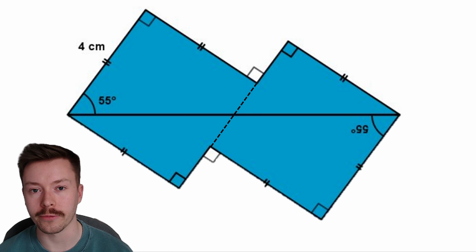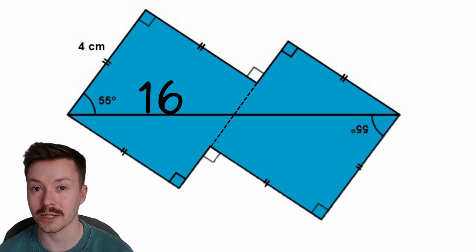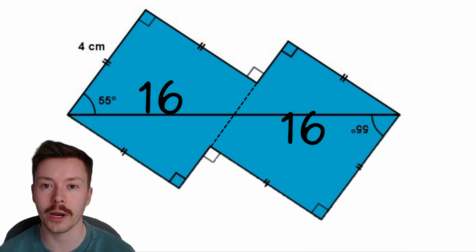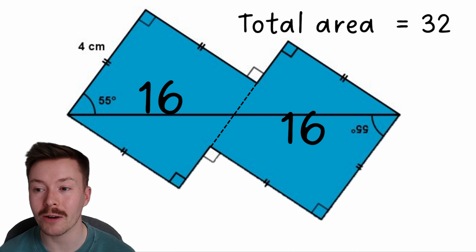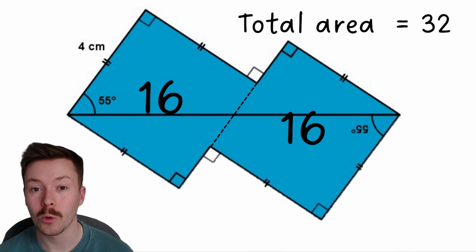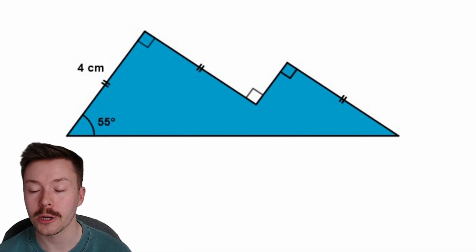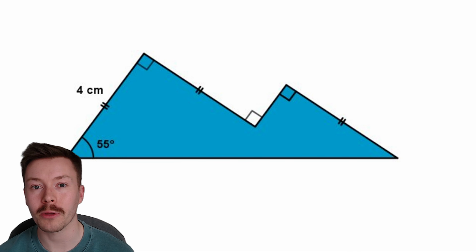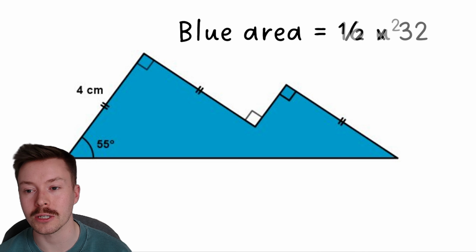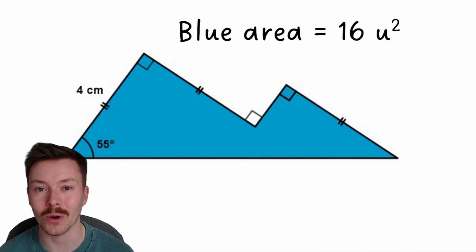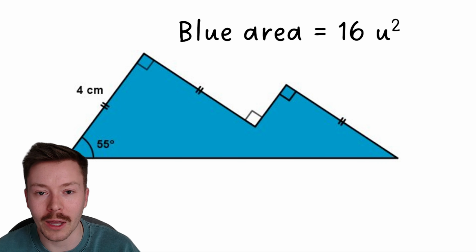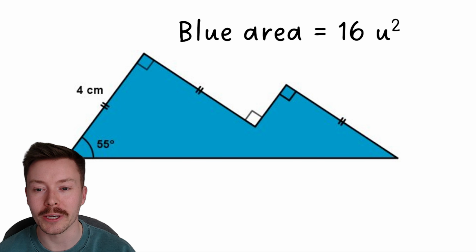Now 4 by 4 in a square gives us an area of 16. And the other one also has an area of 16. So that means the total area of this shape is 32. We've got 2 of the original shape. So to get the area of this, we halve the 32 and we get 16 units squared again. Pretty nice. I like the symmetry involved in that one. I always like using symmetry where you can.